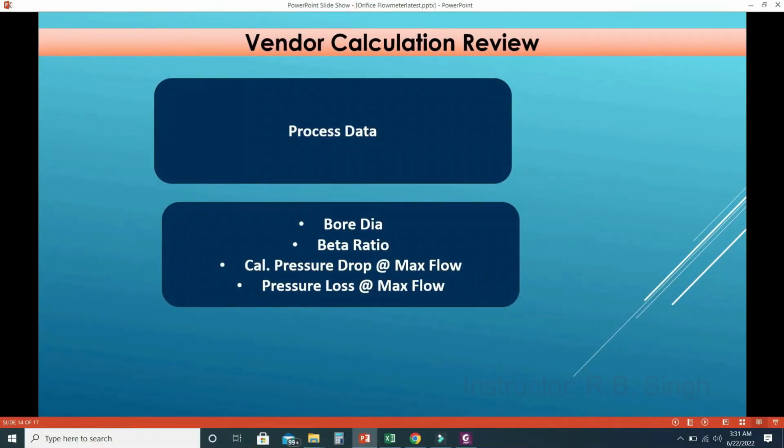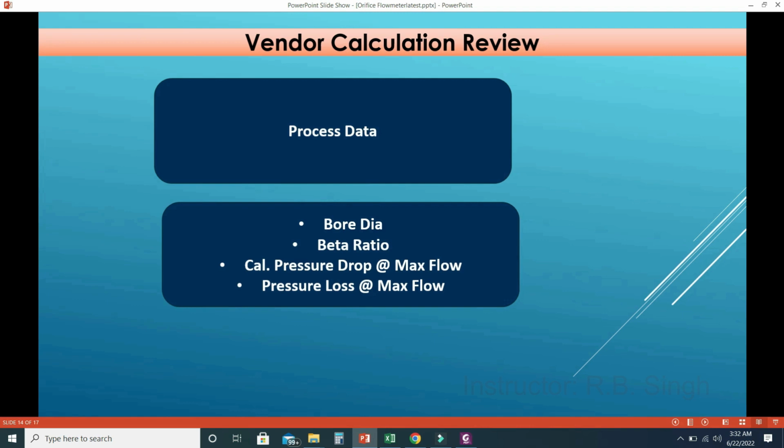Vendor calculation review. Whenever we prepare the technical data sheets, after approval we will send them out for inquiry. We will get the sizing and the technical quotation from the different suppliers. So we have to review these calculations, and check whether they are technically acceptable or not.